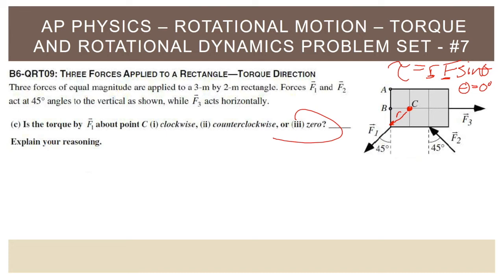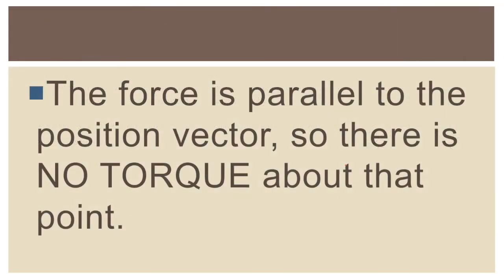Because if you held this block down at point C and pulled on this thing exactly at the corner, the whole block would just slide this way. It would not rotate. And so the basic point here is the force is parallel to the position vector. So there's no torque about that point C.